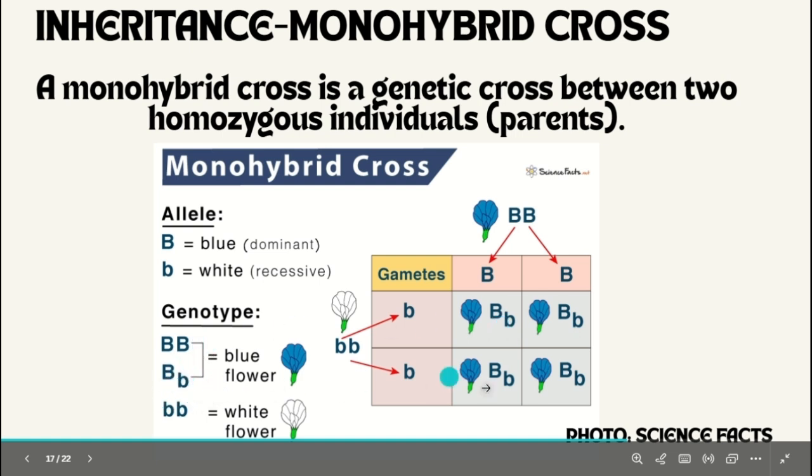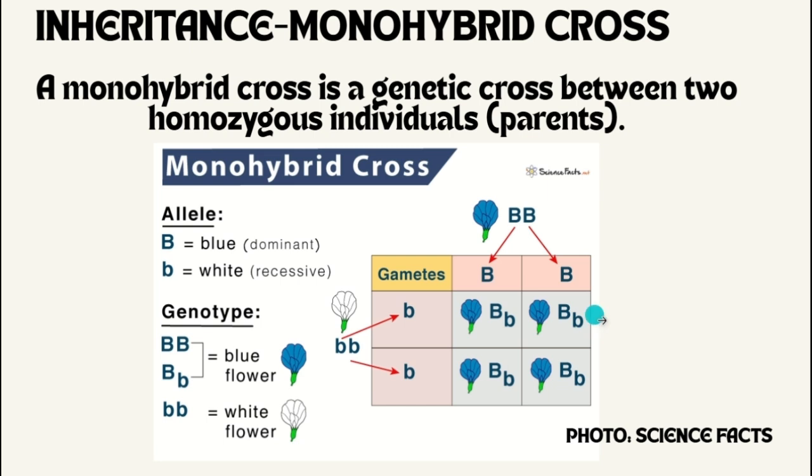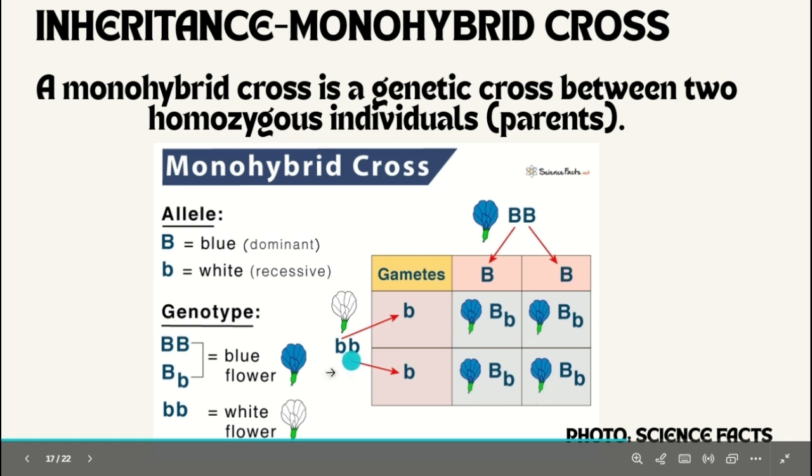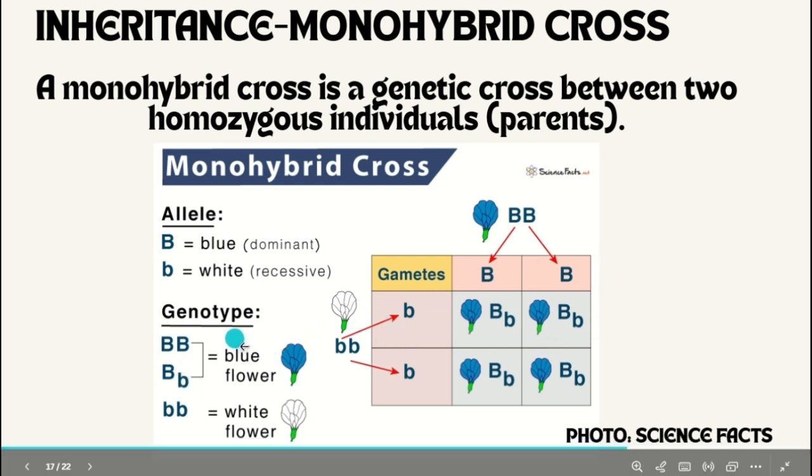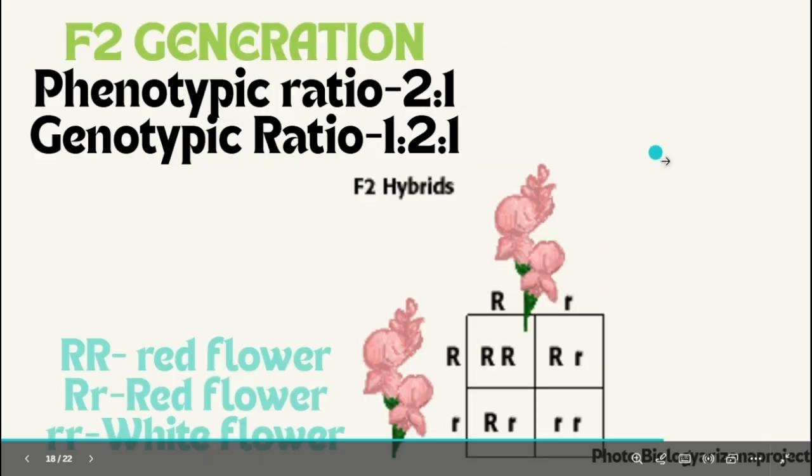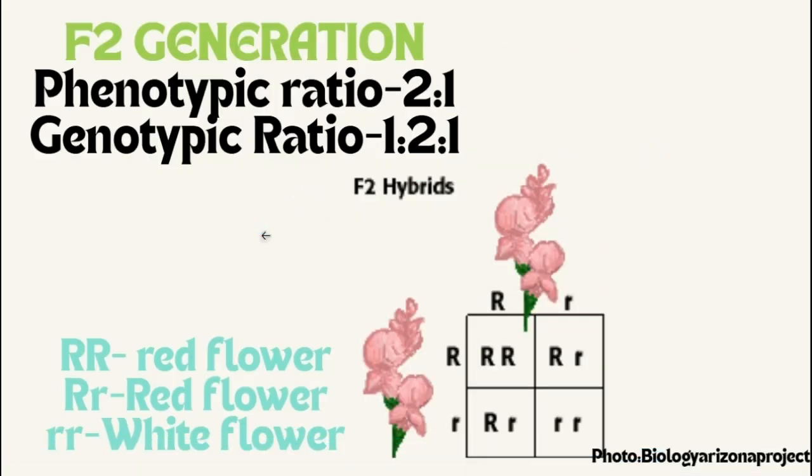So as you can see, this is the genotype. All of these flowers have the trait for white flowers, but it's not expressed because the dominant one overpowers it. So I get 100% blue flowers. For the genotype, you get 100% big B, little b, and for the phenotype, 100% blue flowers. Where monohybrid crosses get more differentiated is when we go down to the F2 generation, which is basically the second generation.